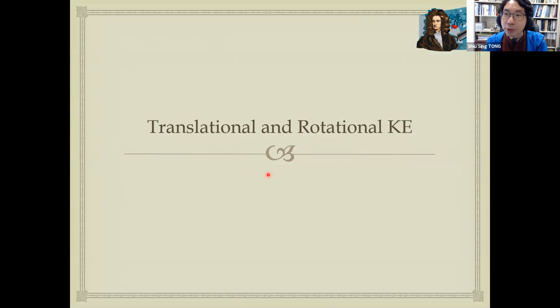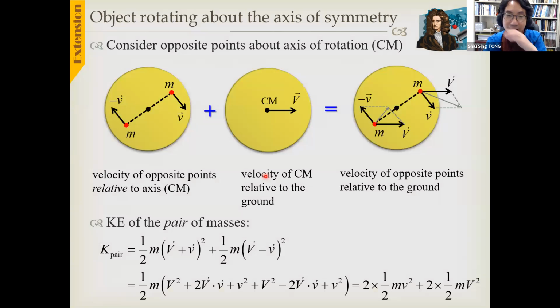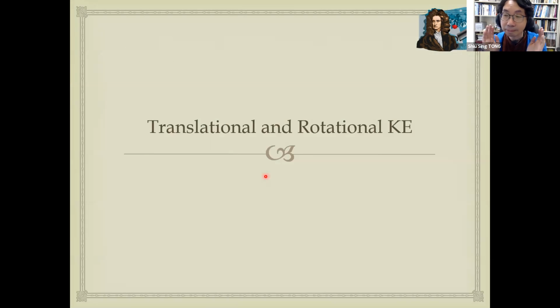Now, we also want to address another question. In our discussion of energy for a rotating body, we separate the kinetic energy into the kinetic energy for translational motion and the kinetic energy for rotation about the center of mass. That separation is again not trivial.